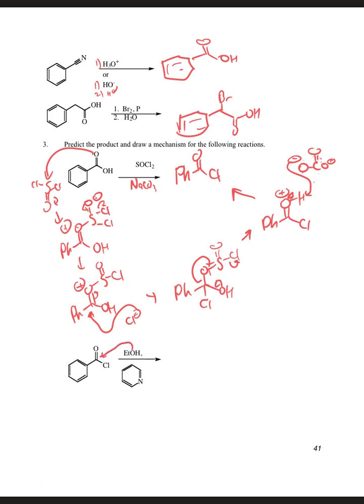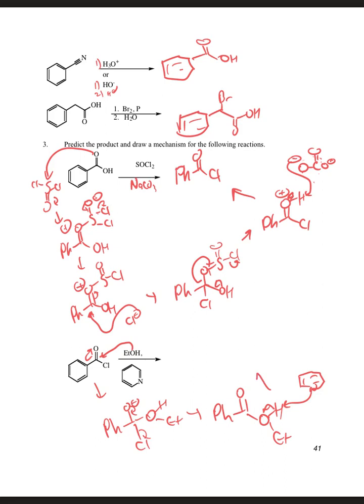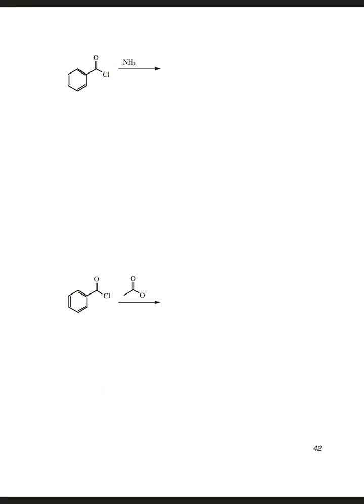Then if we add ethanol, we can add it in, form the tetrahedral intermediate. We can reform, kick off the chlorine. And then we can use our pyridine to grab the extra hydrogen to give us our ester. And the middle two steps are interchangeable. We can remove the hydrogen first, or we can kick off the chlorine. It doesn't matter.